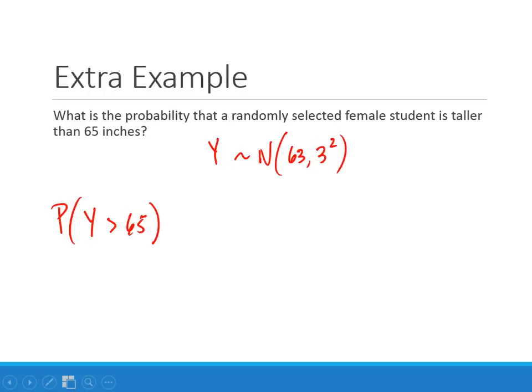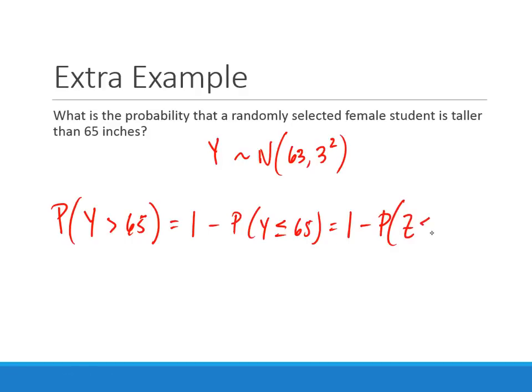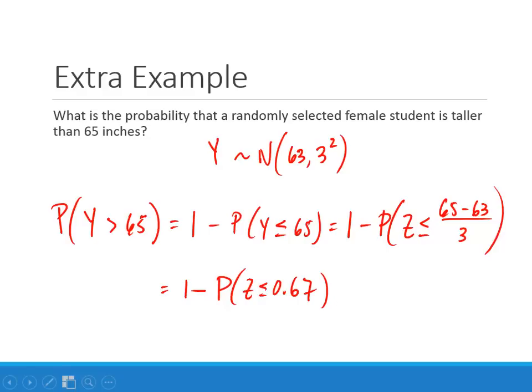All right, this is just the usual thing. To solve this, you can pick your favorite method. I'm going to do 1 minus the probability that y is less than or equal to 65. Then I can standardize. So it's the same as the probability that a standard normal is less than 65 minus the mean divided by the standard deviation, which is z less than or equal to 0.67. Okay, so it's just the usual thing so far.